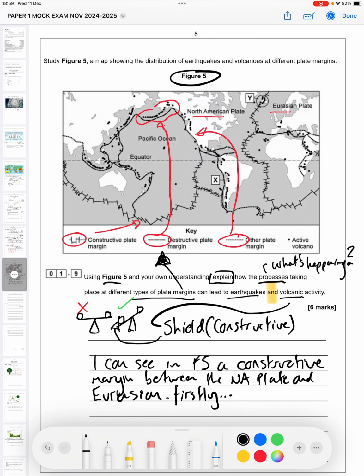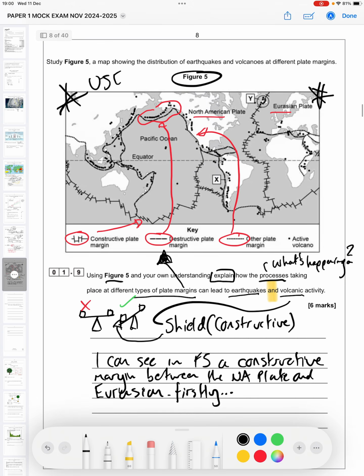So think about this. Whenever you get a figure, they are asking you to use it. They want you to use it. But you don't have to use it to achieve marks, but use it. Take your time, breathe, read it, and figure out what you know. But again, your revision here is important.